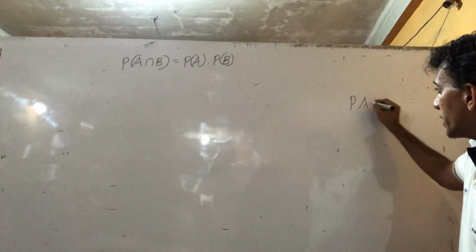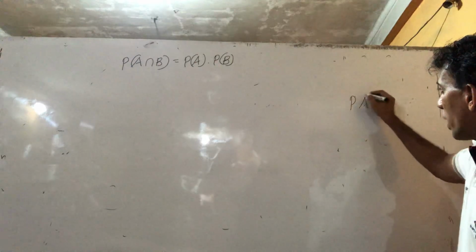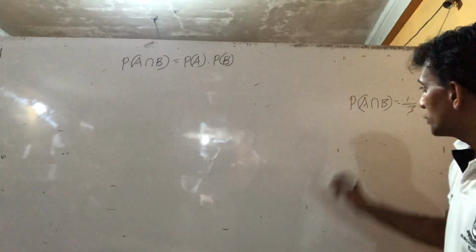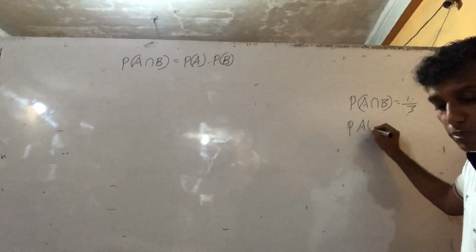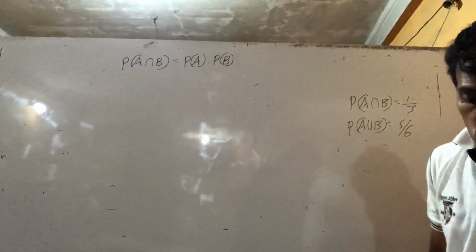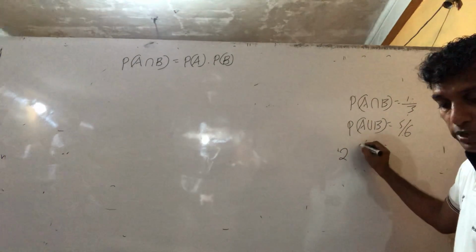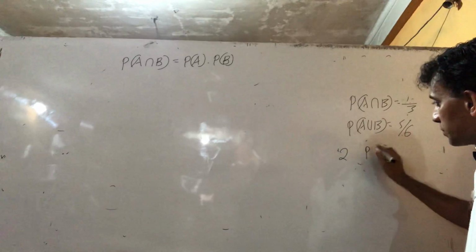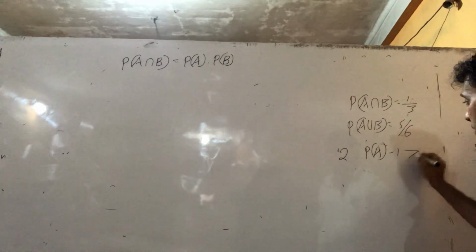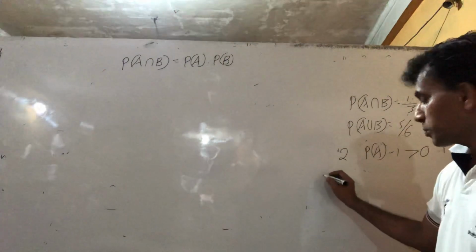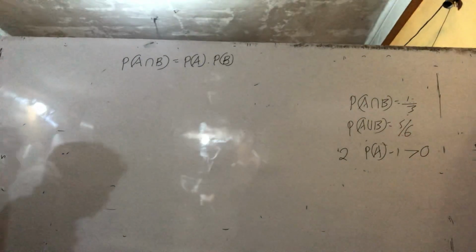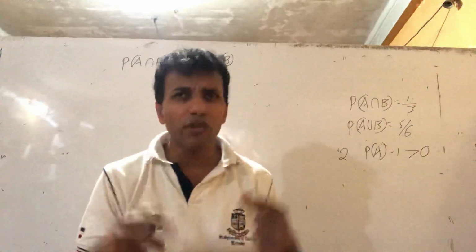Probability of A intersect B is 1/3. Probability of A union B is 5/6. And they give the important inequality: 2 times probability of A minus 1 is greater than 0. Then they ask to show PA over PB is 4/3.